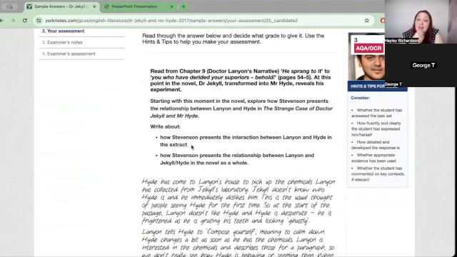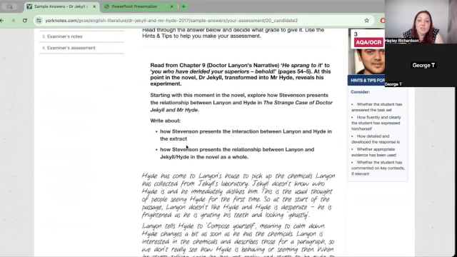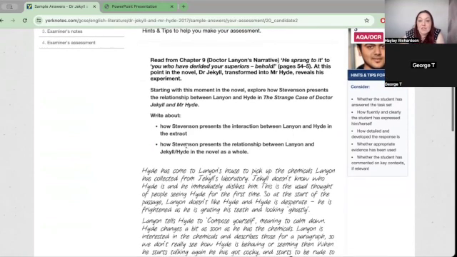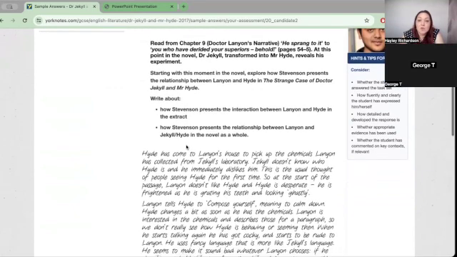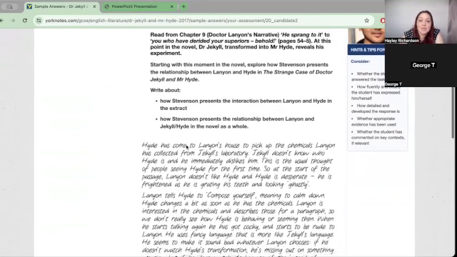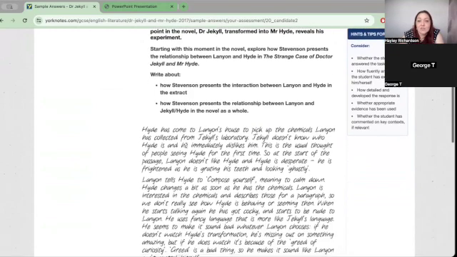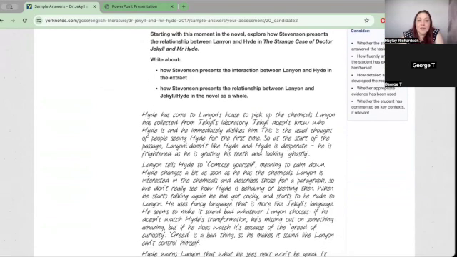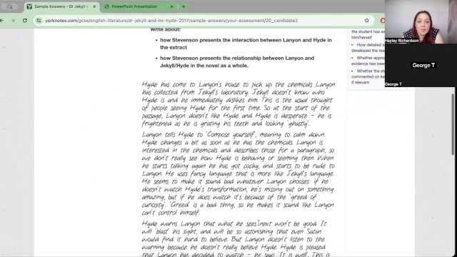Read from chapter 9, Dr. Lanyon's narrative. He sprang to it: "You who have derided your superiors, behold." At this point in the novel, Dr. Jekyll, transformed into Mr. Hyde, reveals his experiment. Starting with this moment in the novel, explore how Stevenson presents the relationship between Lanyon and Hyde in The Strange Case of Dr. Jekyll and Mr. Hyde. Write about how Stevenson presents the interaction between Lanyon and Hyde in the extract and how he does it in the novel as a whole.